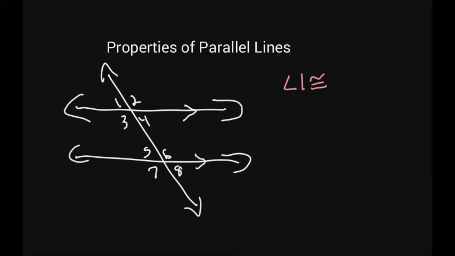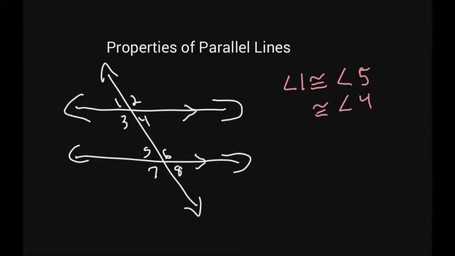So any angle that's corresponding is going to be congruent. So angle 1 corresponds to angle 5. Same angle, just on a different line. Another angle that's going to be congruent is anything that's vertical. So angle 1 is vertical to angle 4, so it's also going to be congruent.